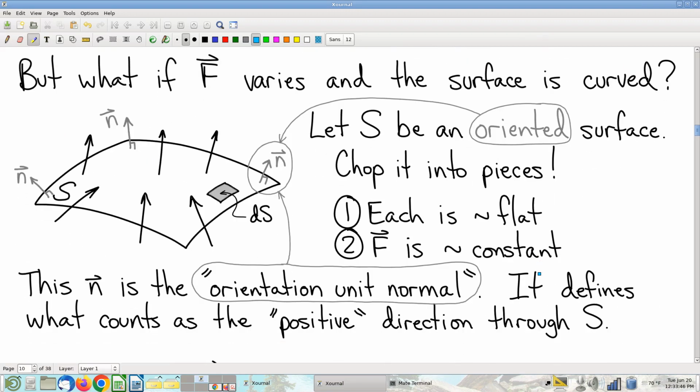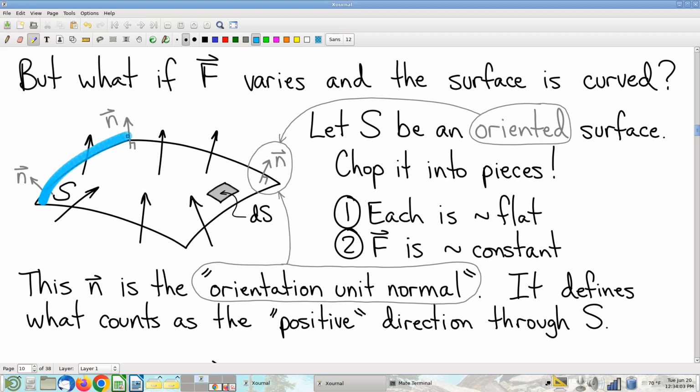Now you'll see here in the notes that there's various discussions here about orientation and unit normal vectors and stuff, and I'm going to skip past that for the moment. We'll come back and talk about that in a minute. First, let me just talk about the chop it up, add it up aspect of this.